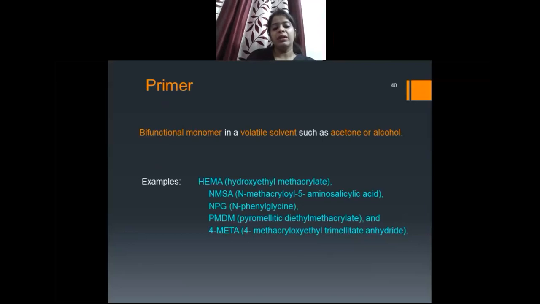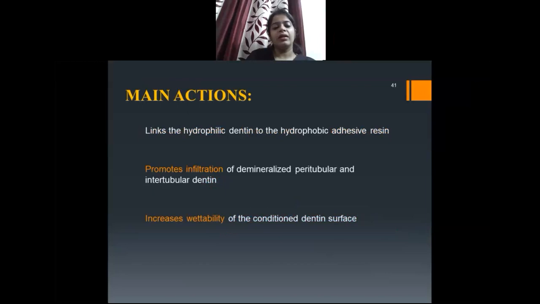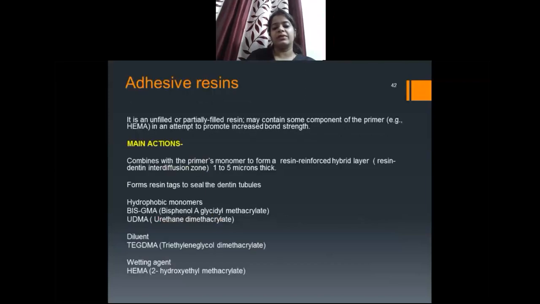The primer. Primer is a bifunctional monomer in a volatile solvent such as acetone or alcohol. Examples: hydroxyethyl methacrylate, N-methacrylate, 5-amino-salicylic acid, etc. Main actions are: it links the hydrophilic dentin to the hydrophobic adhesive resin, promotes the infiltration of demineralized peritubular and intertubular dentin, and increases the wettability of the conditioned dentin surface.